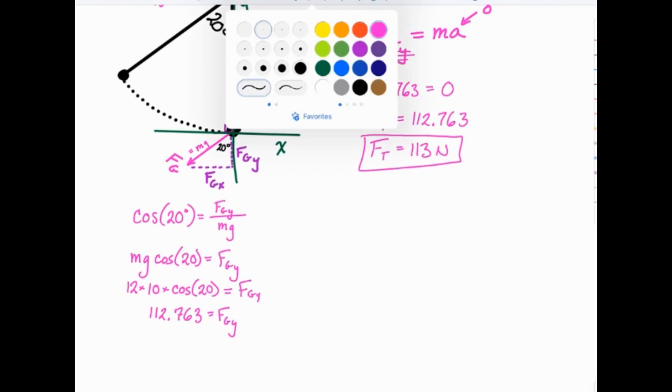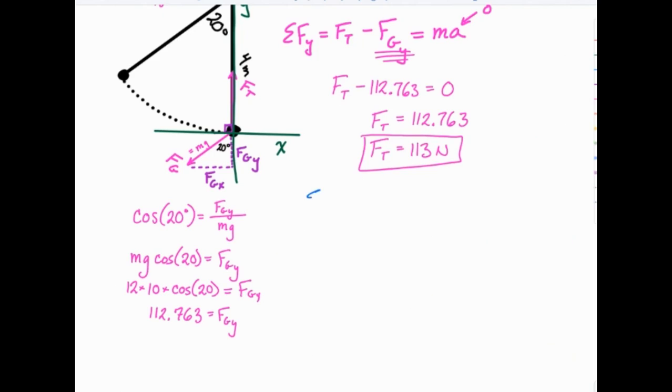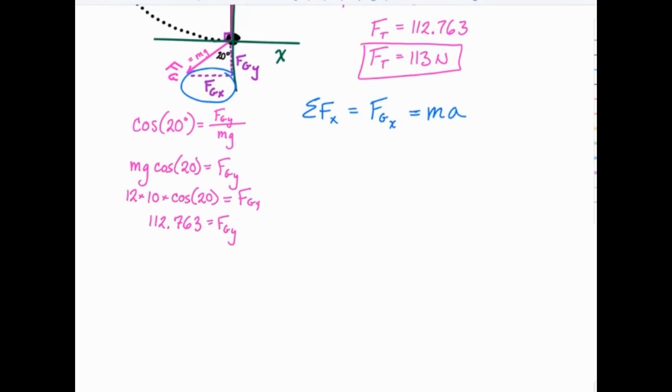So what I'm going to need to do for that is the sum of my forces in the x direction. Well, in the x direction, the only force I have is Fgx. And that'll be equal to mass times acceleration. And so I'm going to have to do trig again, but now I need to find it for Fgx. So in this case, I will be using sine of 20 degrees, and that'll be equal to my Fgx, because that's my opposite, over hypotenuse, which is mg. And I'll end up with mg sine of 20 degrees.